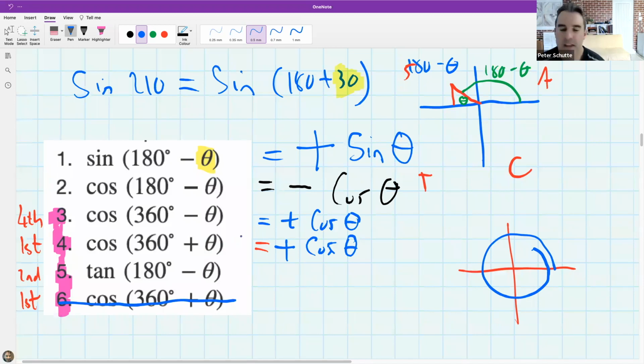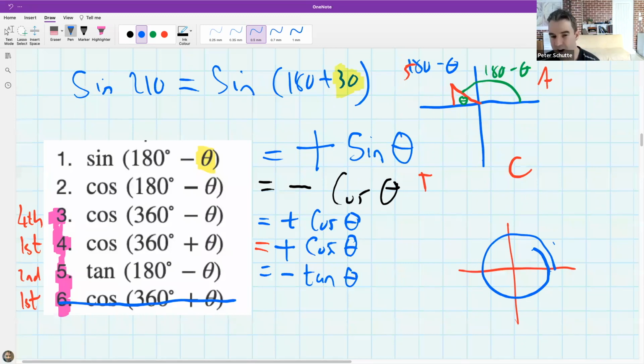What's important about this is a different type of reduction formula. It's 360 plus theta, which means you go all the way around and then you go into the 1st quadrant. For the second one, for tan 180 minus theta, that's in the 2nd quadrant. So tan will be negative, and it becomes negative tan theta for that one over there.